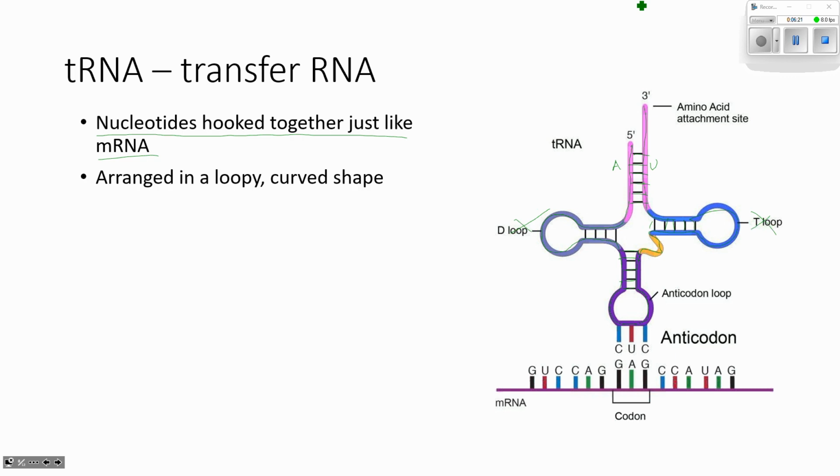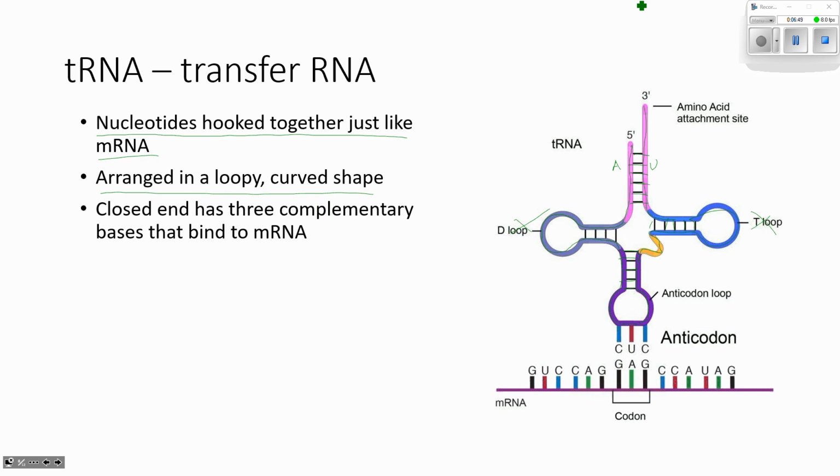And the arrangement in a loopy curved shape means that it takes up less space. On one end of it, there's going to be an amino acid, and on the opposite end of it, there's a code. Because it's got a loopy shape, it's two-dimensional instead of one-dimensional. We've got two ends, each of which can have information and stuff stuck to it.